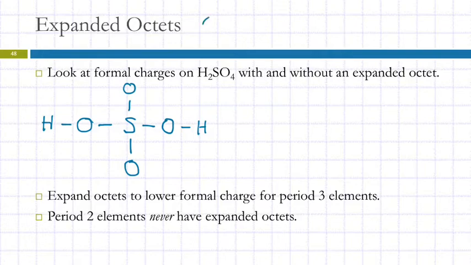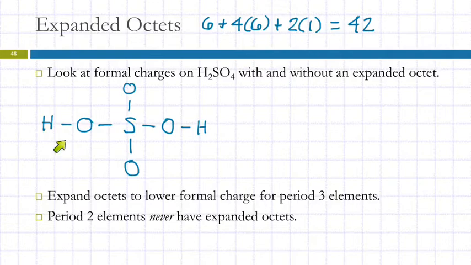We've got sulfur with 6 valence electrons. We've got 4 oxygens, each with 6 valence electrons. And then we have 2 hydrogens, each with 1 valence electron. So we've got 42. Anybody? Did I do that right? Math in my head is always... 40? 5 times 6 is 30, right? Plus 2, 42.